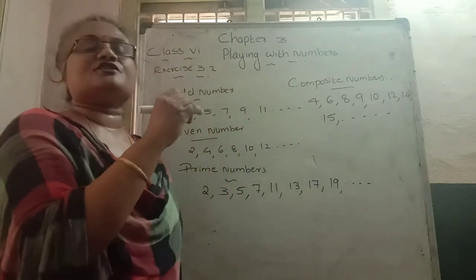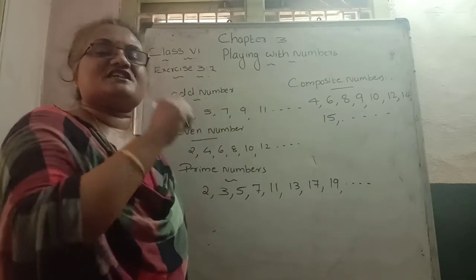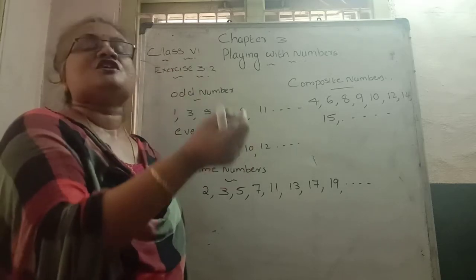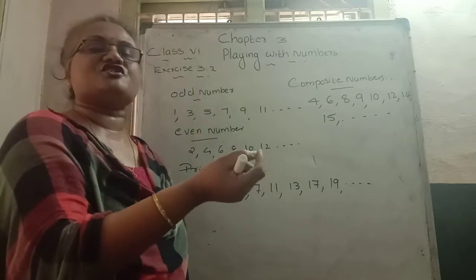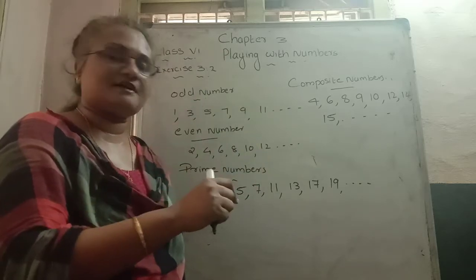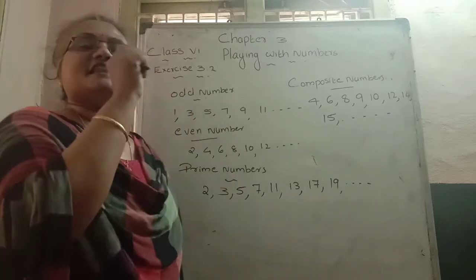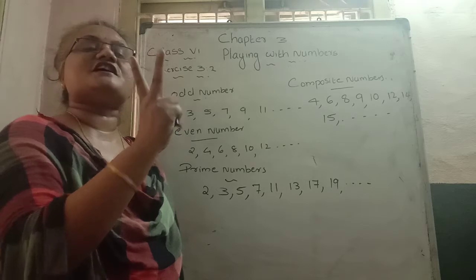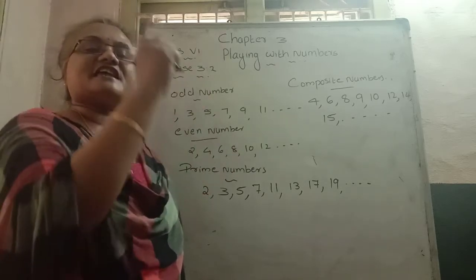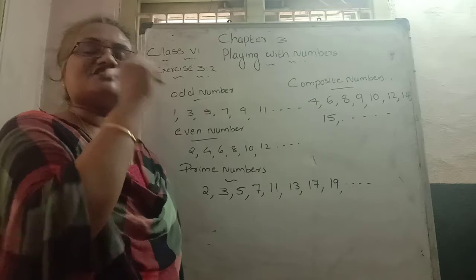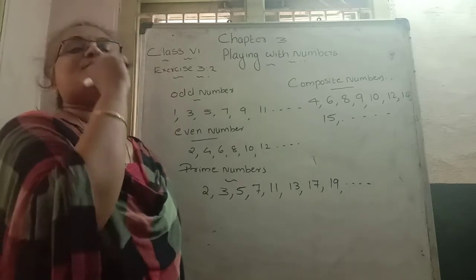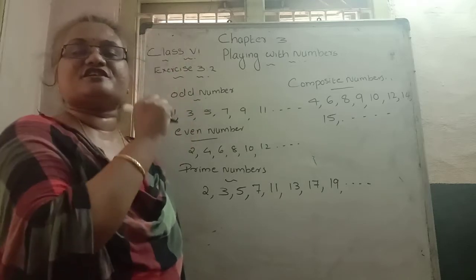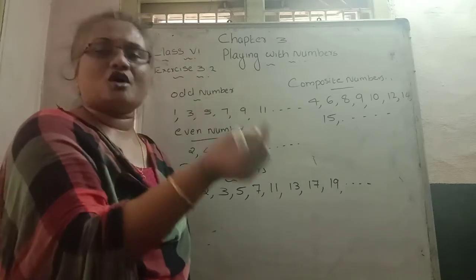So what can we conclude? Composite numbers are numbers having more than 2 factors. Prime numbers are numbers having only 2 factors: the 1 table and the same number's table. I hope you understand the difference between a prime number and a composite number.